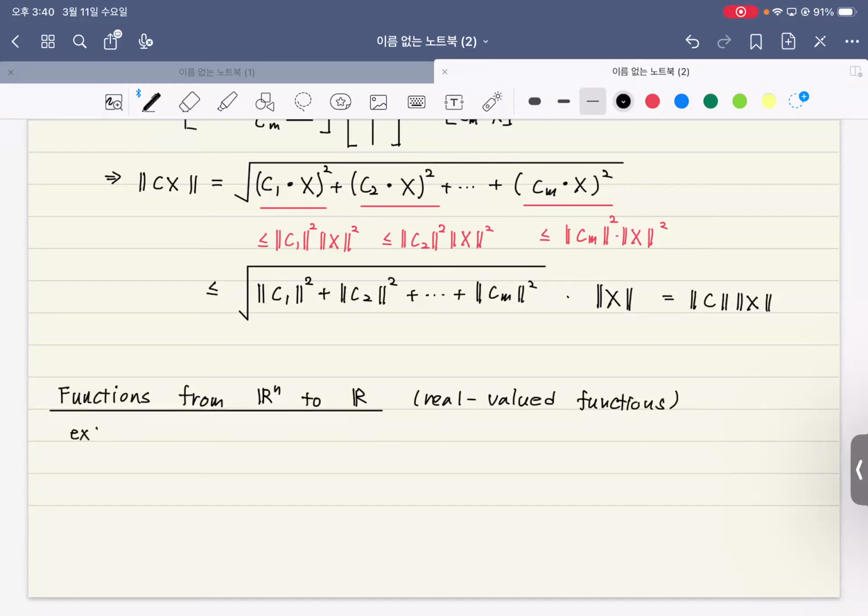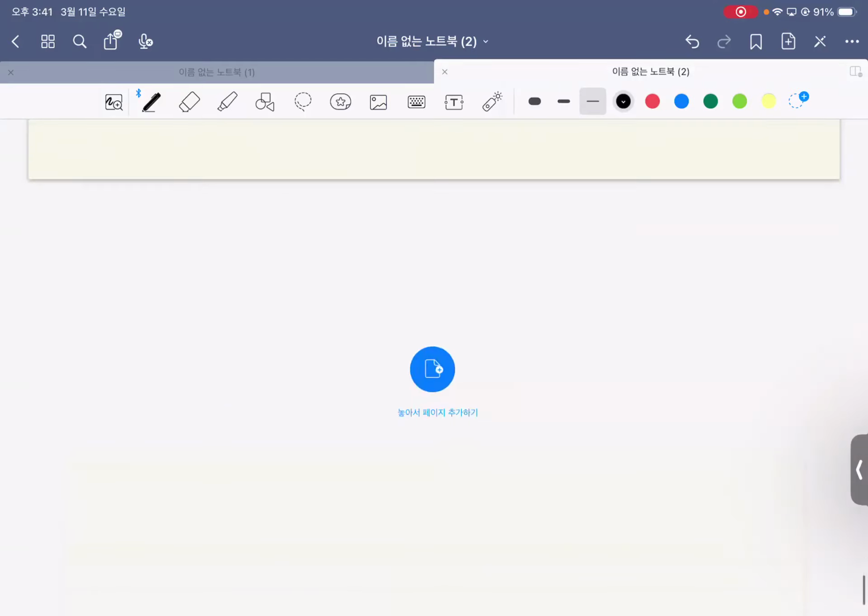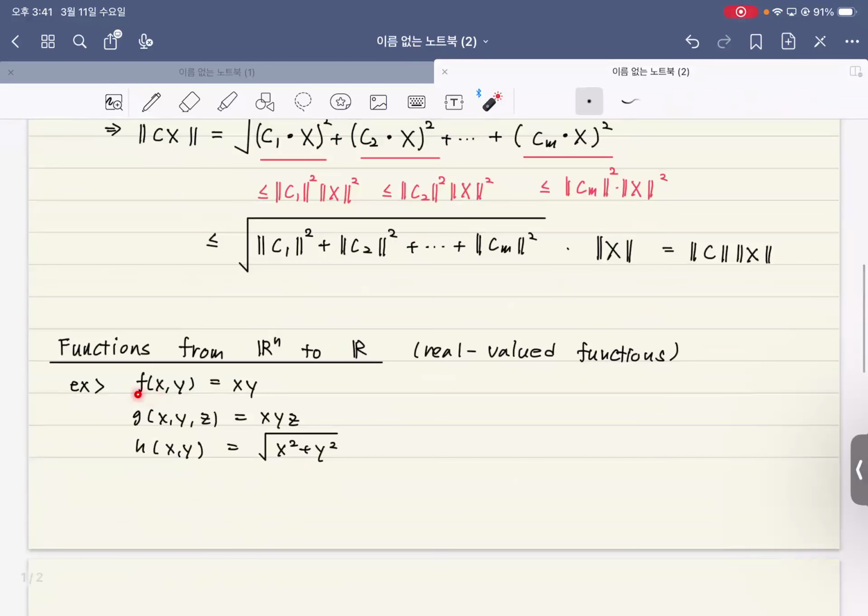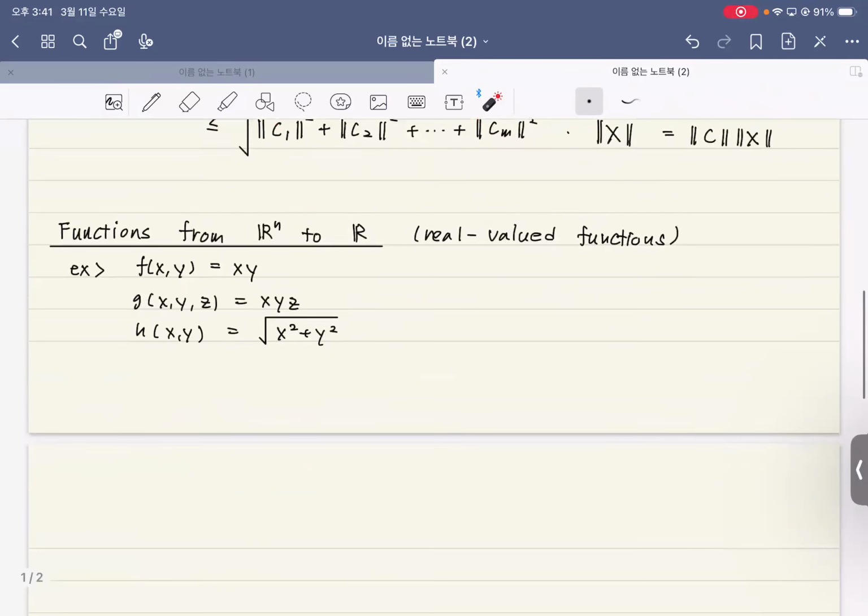such as x times y and x, y, z, and h(x, y) is the square root of x squared plus y squared. So these are typical examples of real valued functions. This is from R2 to R, and this is R3 to R, right? Okay.